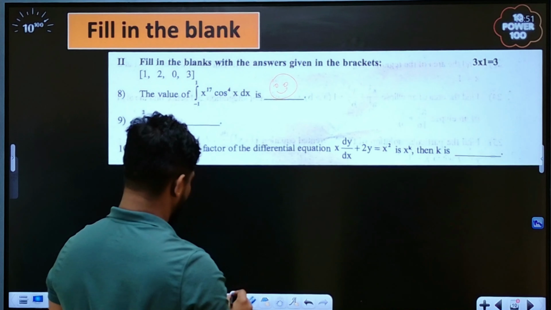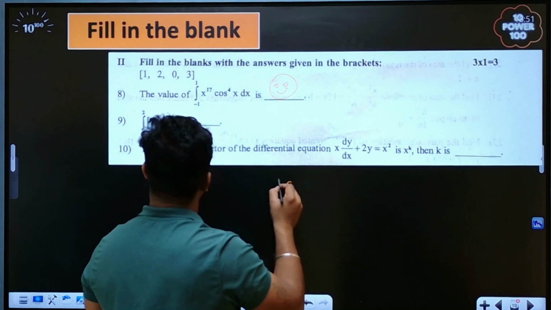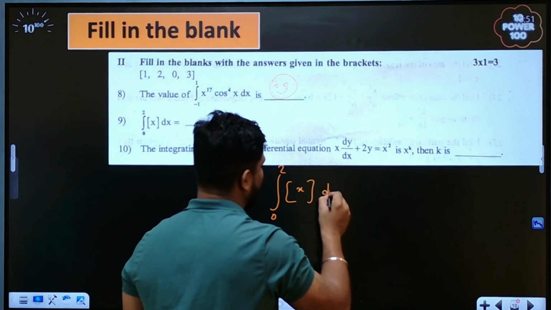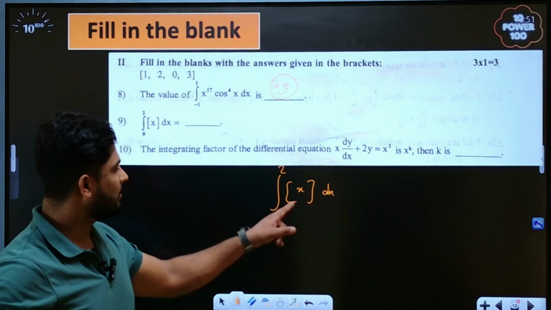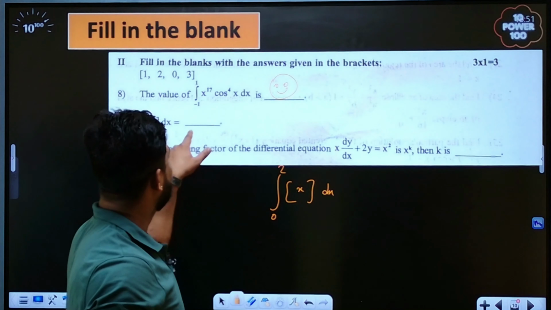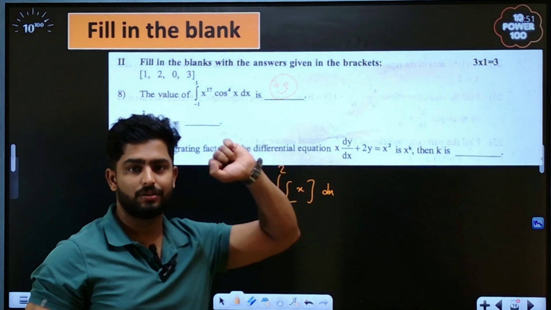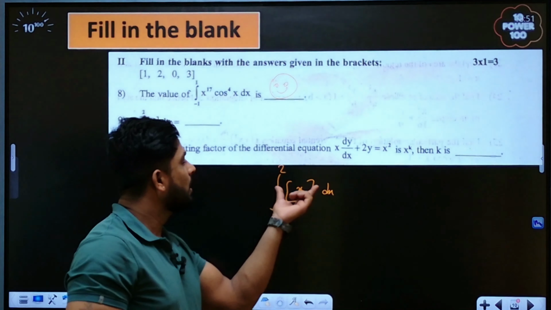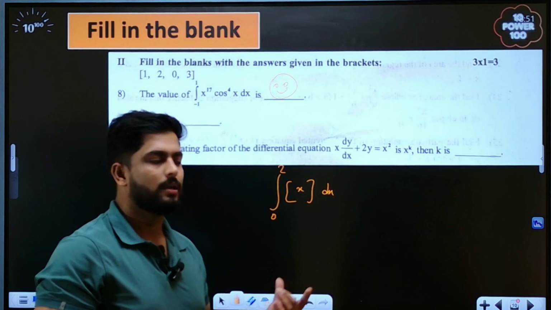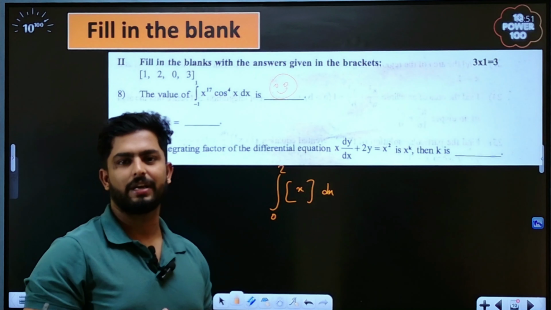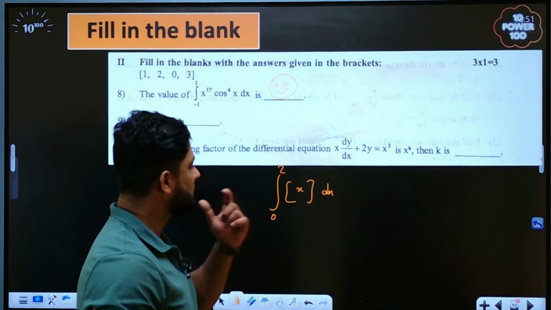Next one, integration from 0 to 2 of the square bracket x. Don't get confused with this. Some of my students have taken mod x and ended up getting 2, as in the last one where the answer is 2. They were just confused with these two, so don't get confused with this. This is not a mod x. This is actually a greatest integer function, the GIF.